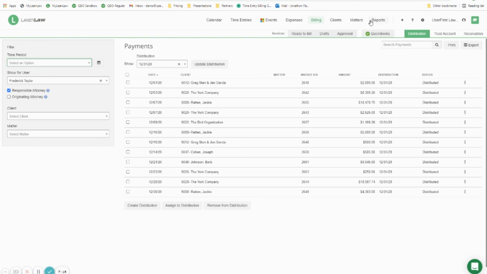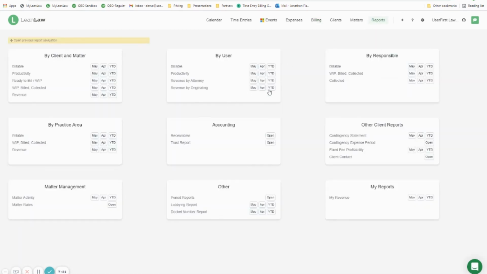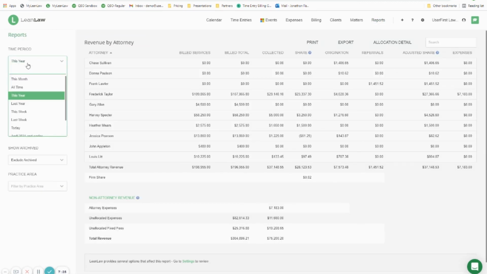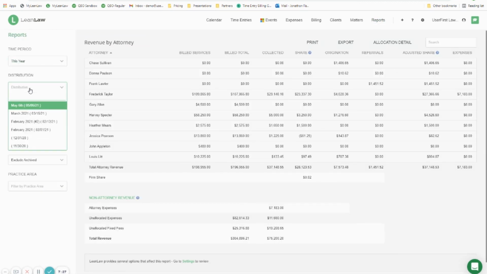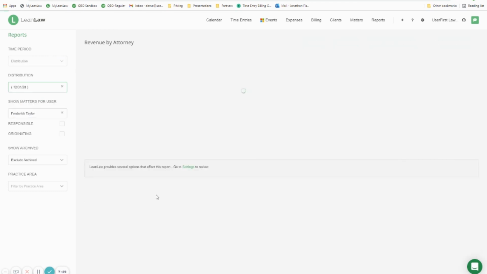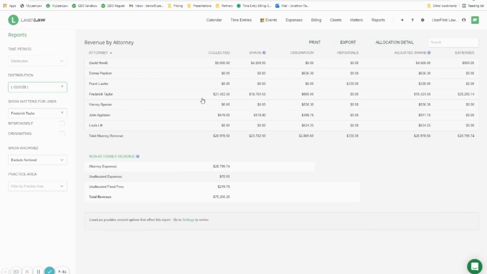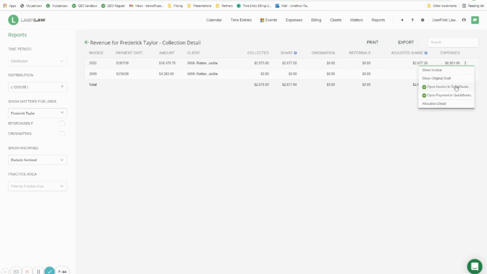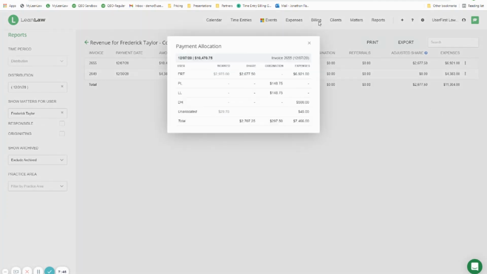What does that look like for the attorneys looking at their revenue? They might come back into the Revenue by Attorney report, and instead of looking at a time period, they might want to go look at a distribution point. They'll see that on that 1231 distribution date, I expected to receive $19,424.50. The underlying details are there, all the way down to the payment information and the allocation detail.